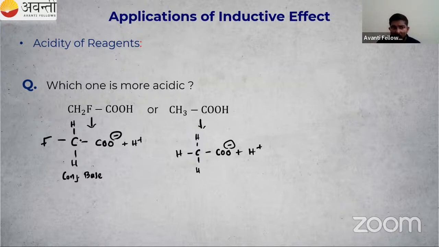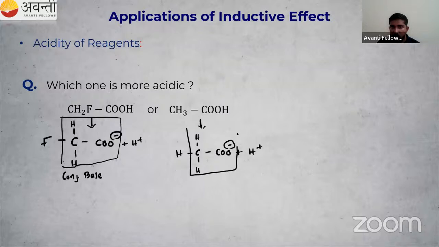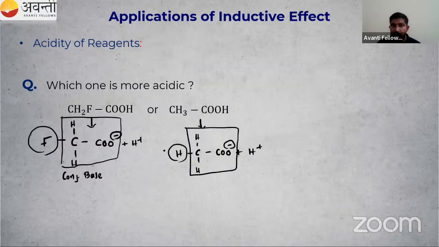So how to check that? Check what is the difference between these two. Up to this portion, there is no difference for our conjugate base. So what is the difference? Here we have fluorine, here we have hydrogen. Here we have a negative charge, right? If charge is high, stability will be low. So charge is inversely proportional to stability, right?